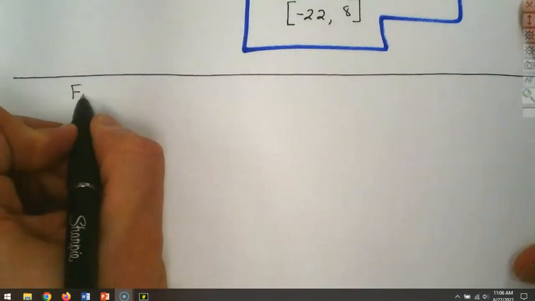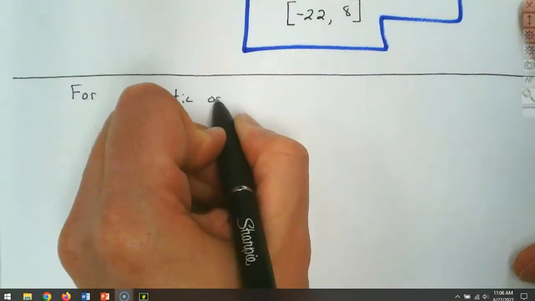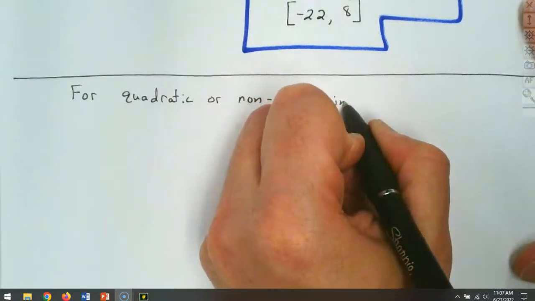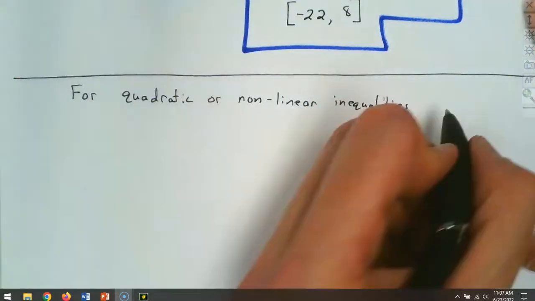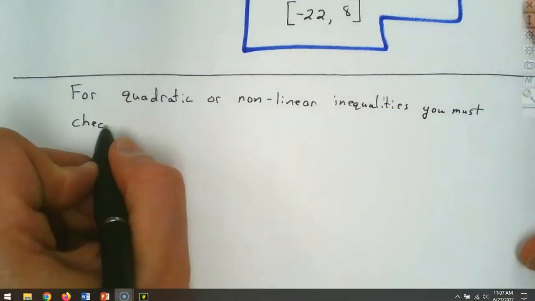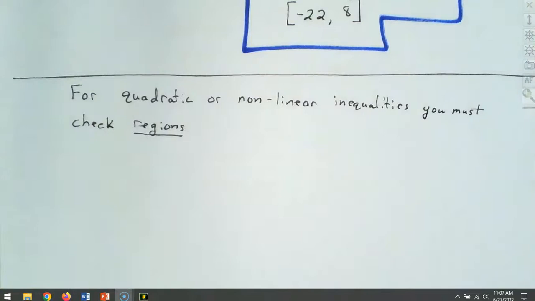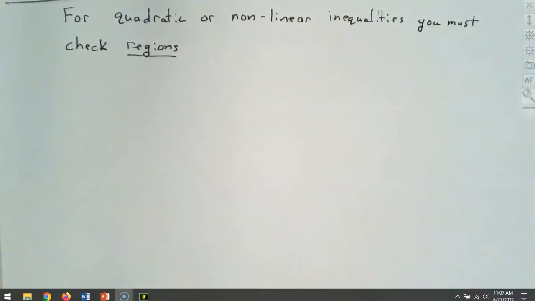So for quadratic, or nonlinear, inequalities, you're going to have to check the regions. And what we do to solve these is, again, they have steps. We have to check our regions, and here's our steps.